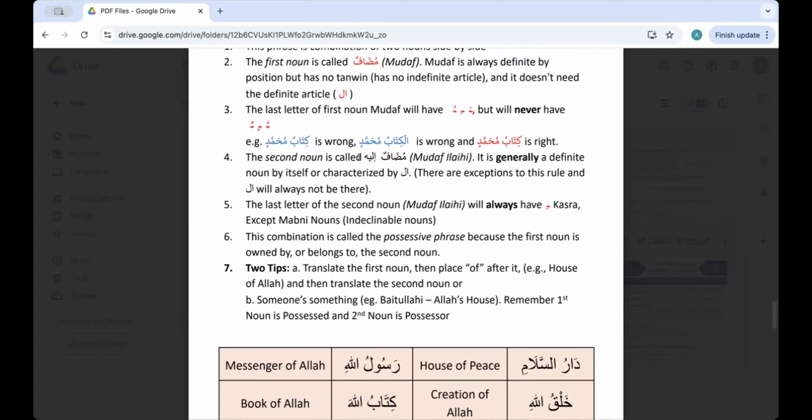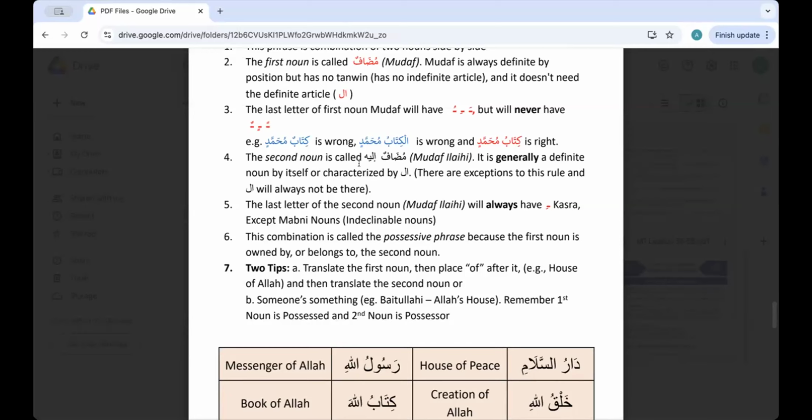And we have some examples here. Kitabun Muhammadin is wrong because mudaf does not take tanween. Al-Kitabu Muhammadin is also wrong because mudaf doesn't take al. And the right one here is Kitabu Muhammadin, because mudaf has to have a single haraka. So this is the right one.